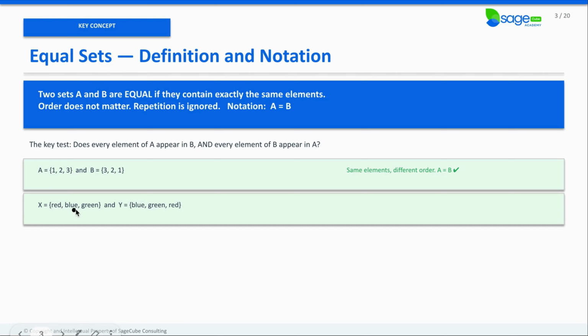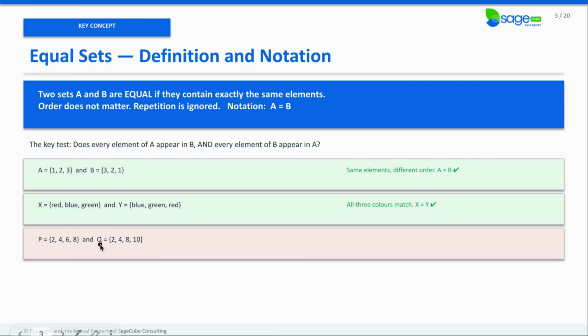What about this one? So X equals red, blue, green. Y equals blue, green, red. So each element in X can be found in Y, and each element in Y can be found in X. Ergo, we have what? Equal sets. And what about this one? Yeah, I know the change in color is tipping you off, but still, we're going to do it together.